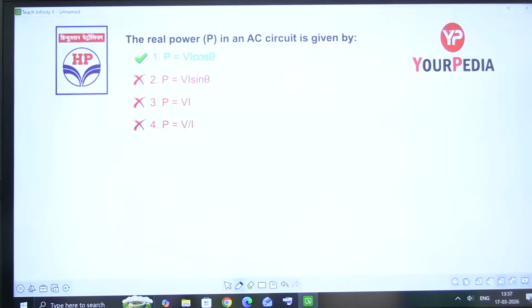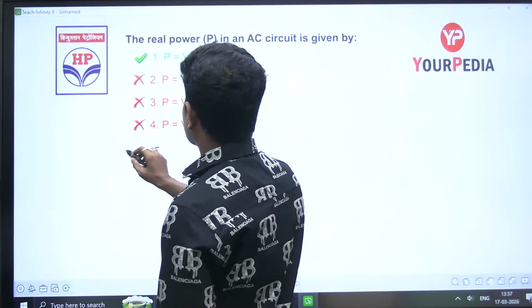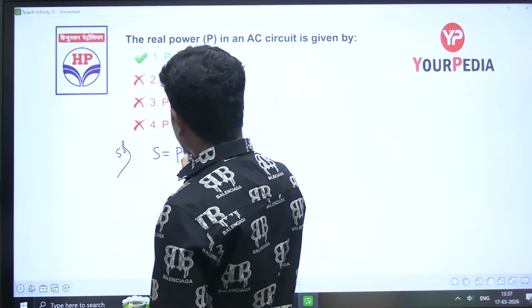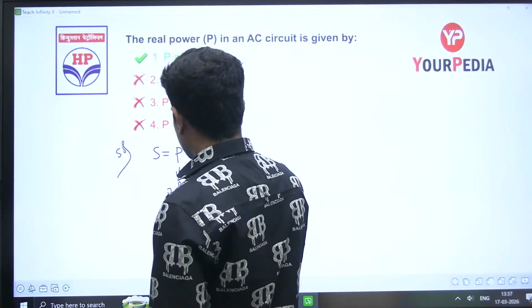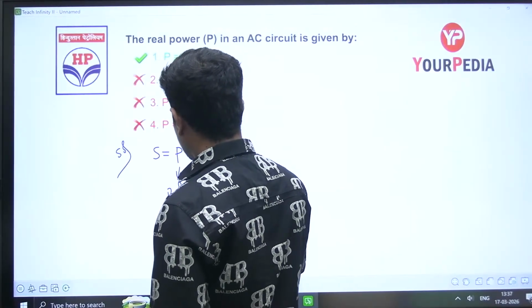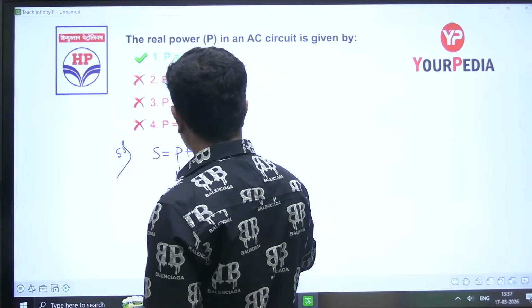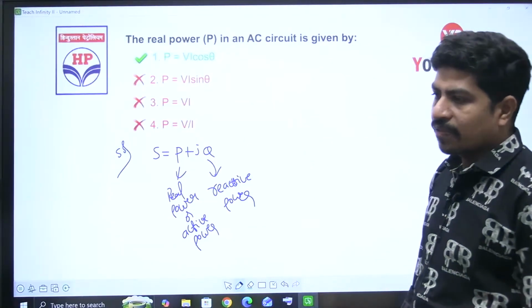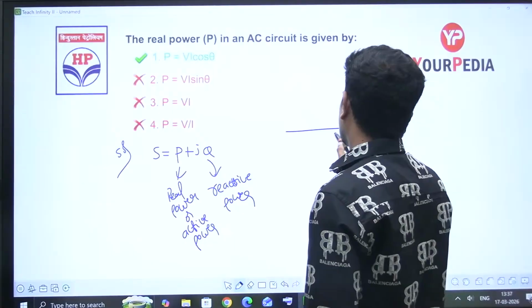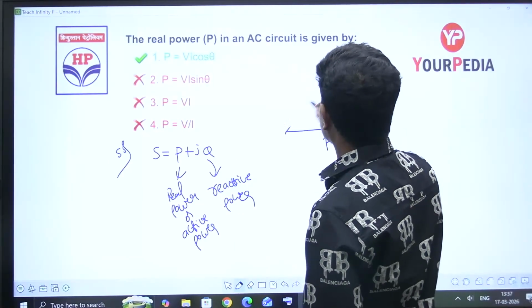Next question. The real power P in an AC circuit is given by, say, S is equal to apparent power in an AC circuit. S is equal to P plus jQ. P is called real power or active power. Q is called reactive power. Now, if I draw the power triangle, P, then j is 90 degrees, Q will be this. This is going to be the S.